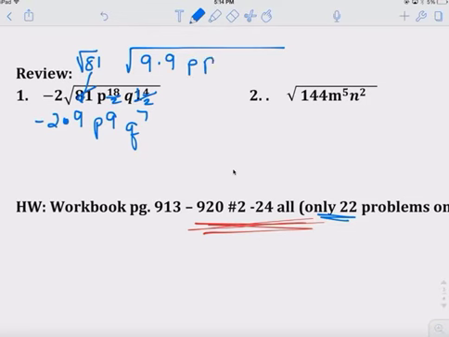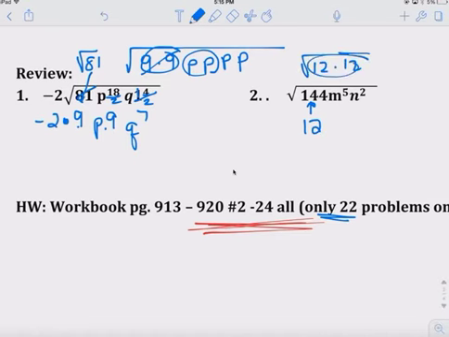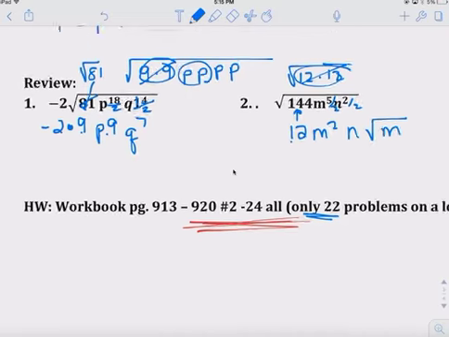9 times 9 makes 81. And then we can write p 18 times. Each pair comes out as 1 outside. I don't want to write p 18 times, only to show that each 2 makes a couple to come out. Okay? The square root of 144 is 12, because it's 12 times 12. Inside, divide this by 2, you get m squared, remainder of 1, so m stays inside. n comes out once. Okay?